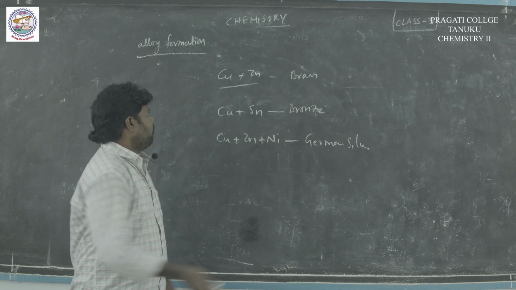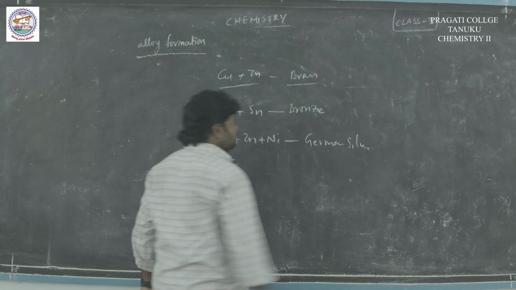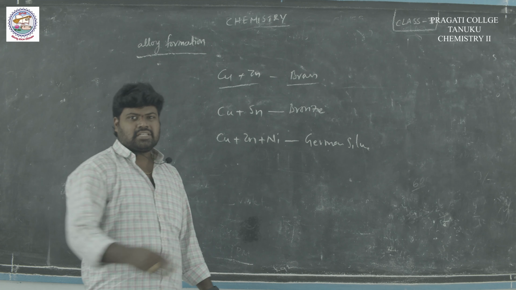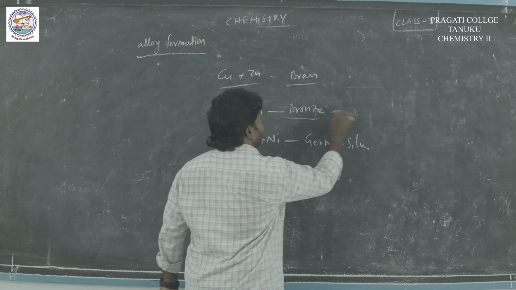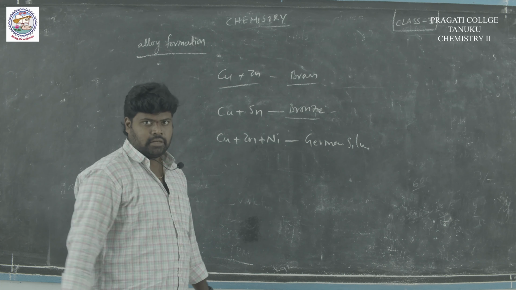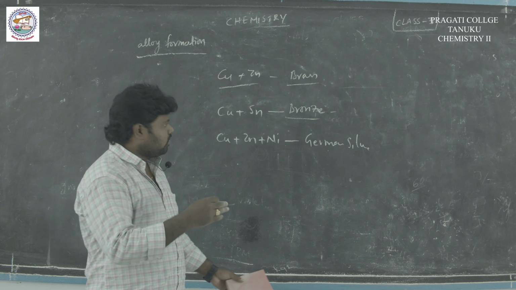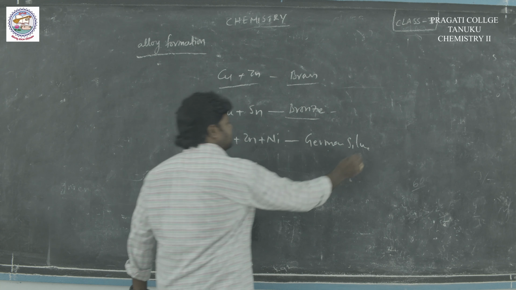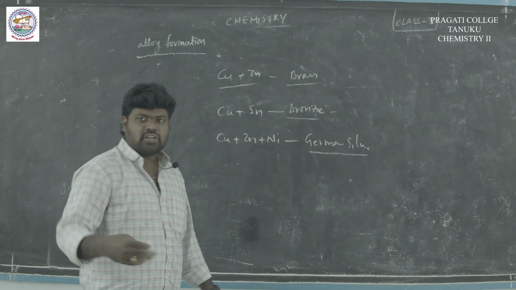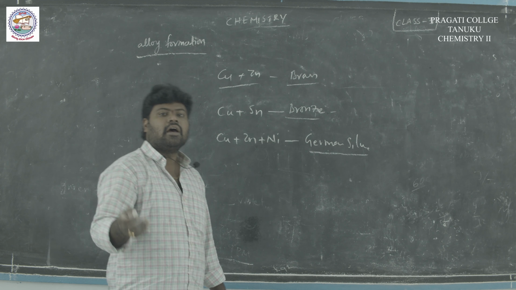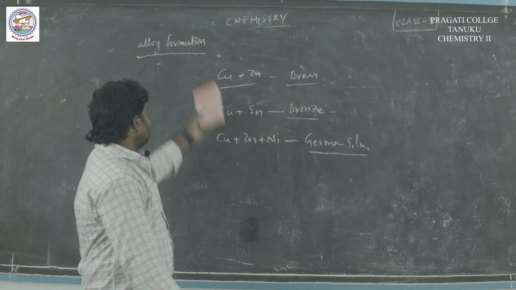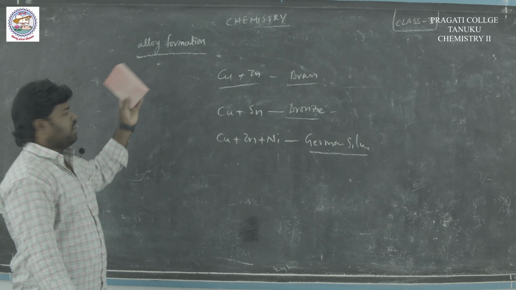For example, brass is used in mechanical parts or machine parts of vehicles. At the same time, bronze, also called bell metal, is used in the manufacturing of bells. German silver is used in the preparation of spoons, eating utensils like spoons, bowls or forks, etc. So these elements easily form alloys.